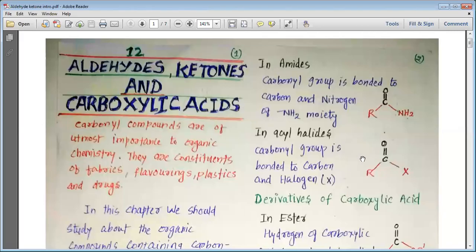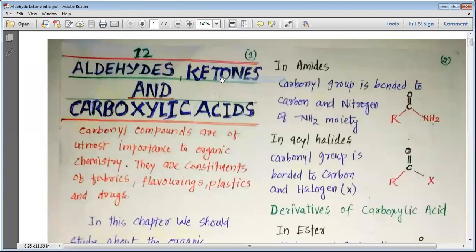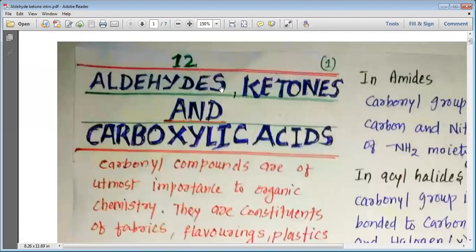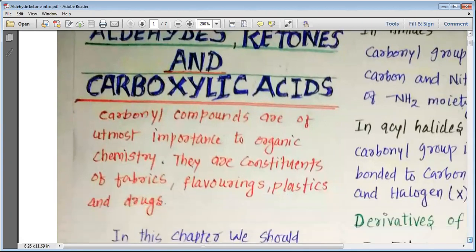Carbonic acid. Thank you, dear students. So today we are going to start the new chapter. The name of the new chapter is aldehydes, ketones, and carboxylic acids. Let me read very interesting lines about aldehydes, ketones, and carboxylic acids for you, my dear students.